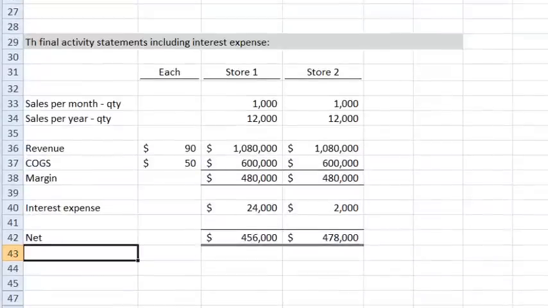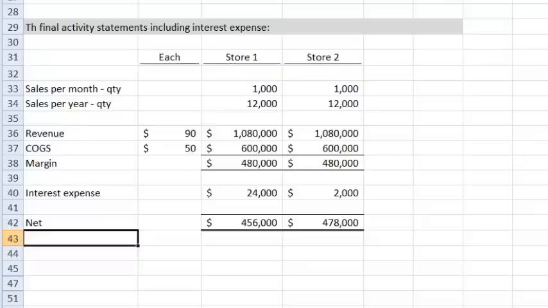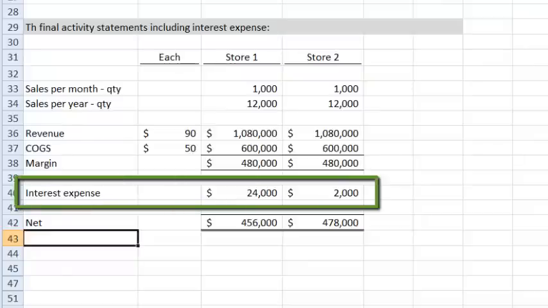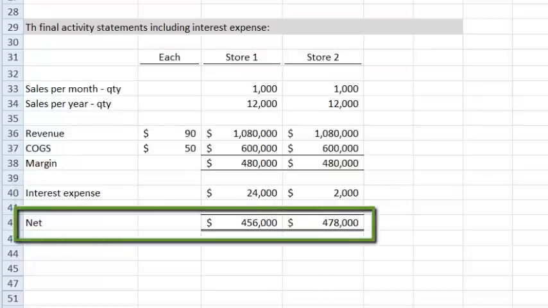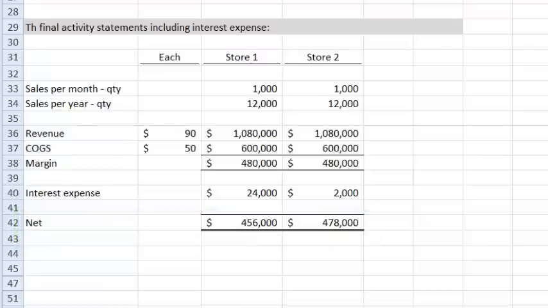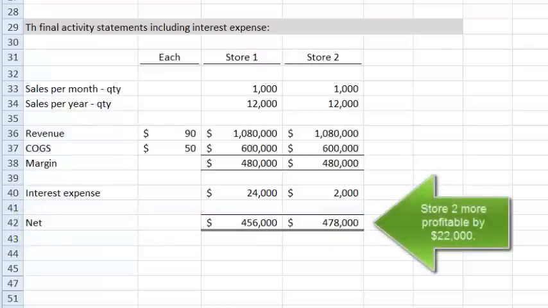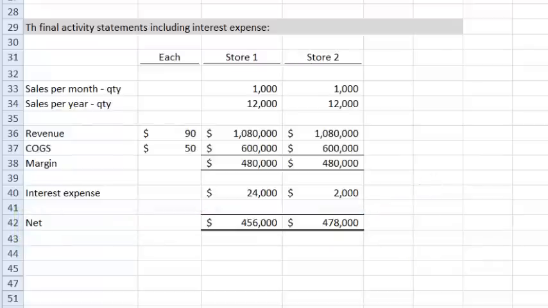Down to the margin line, nothing has changed from what we saw earlier up top. But I've added a new line that says interest expense. So store 1 is factoring an interest expense of $24,000. Store 2, there's a 2. And we come down to the new net. Store 2 is much more profitable to the tune of $22,000. So now we have our basic data.